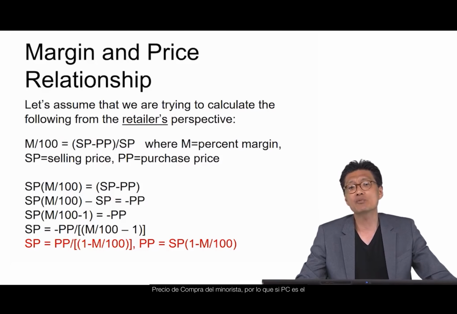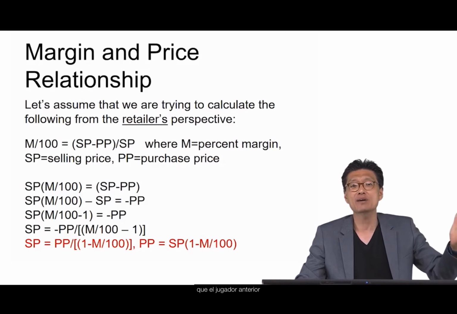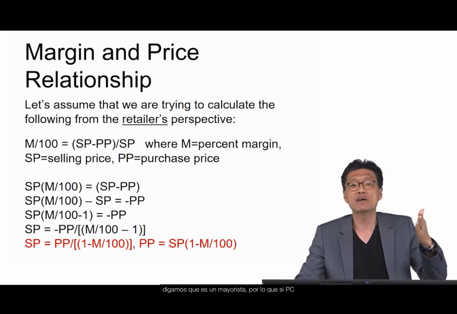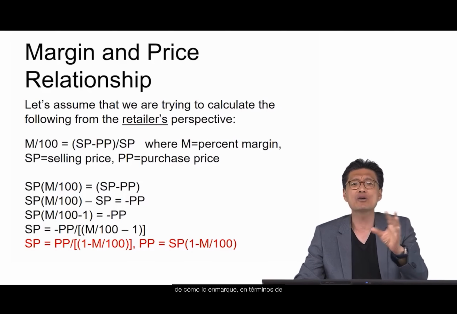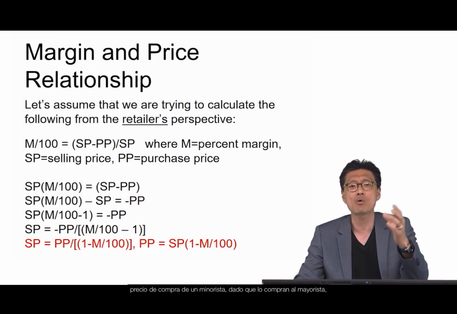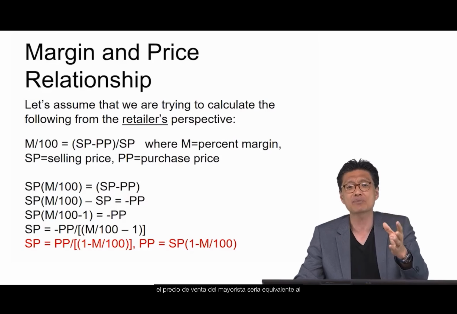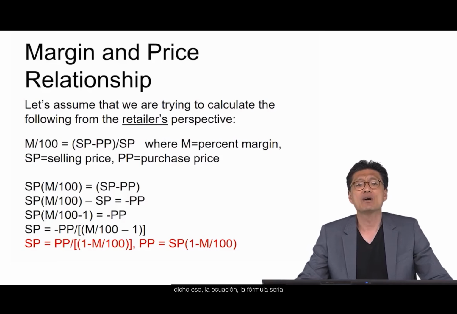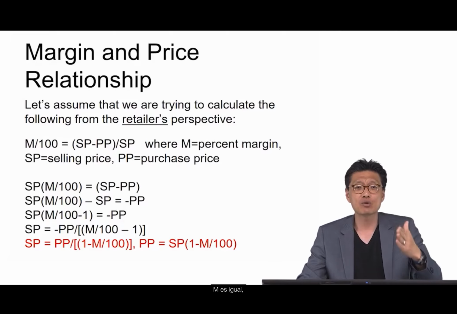So if PP is a retailer's purchase price, that means the prior player in the value chain will be the wholesaler or a distributor. Let's say it's a wholesaler. Then that will be equivalent to the wholesaler's selling price. It just depends on how you frame it in terms of this value chain. Since they buy it from the wholesaler, the wholesaler's selling price is equivalent to the retailer's purchase price.